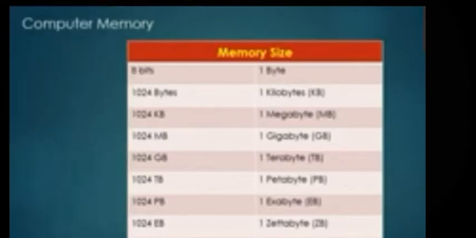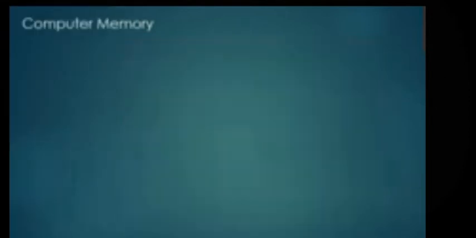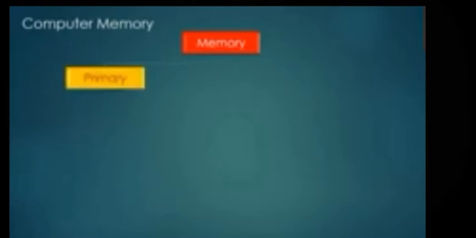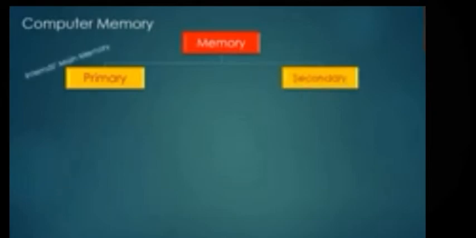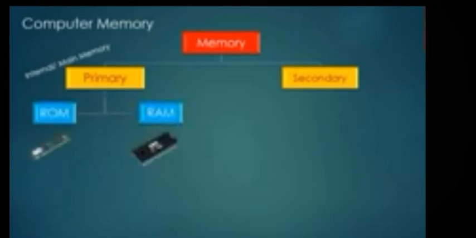So a computer has two kinds of memory. Number one, primary memory, and number two, secondary memory. If we talk about primary memory, then it is also called internal memory, and it is also the main memory of the computer. It is of two types, RAM and ROM.